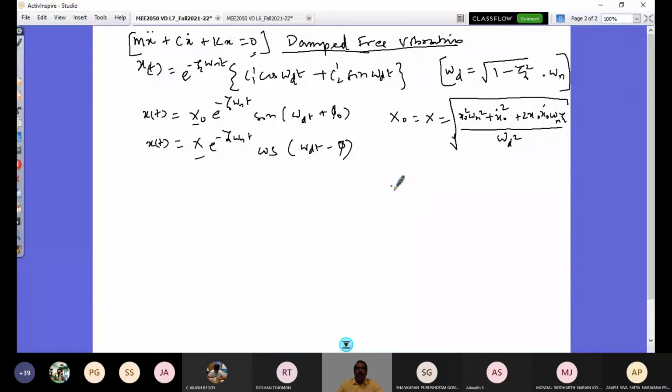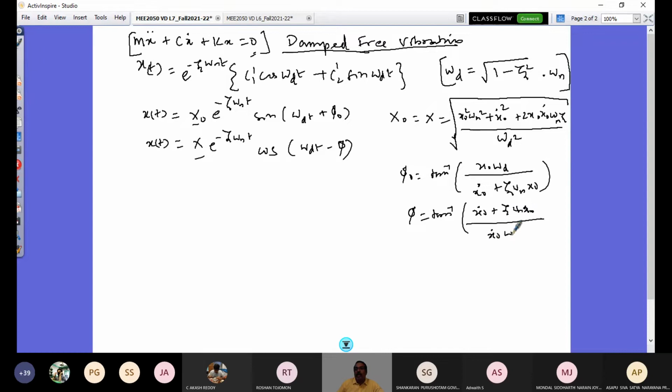And you would be able to write the phase angle. Phase angle phi naught would be tan inverse of x naught omega d divided by x naught dot plus zeta omega n x naught. And phi would be tan inverse of x naught dot plus zeta omega n x naught by x naught omega d.